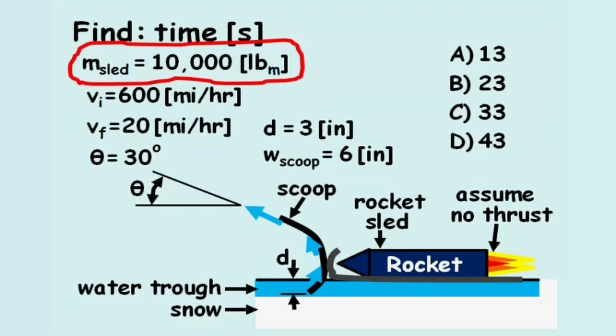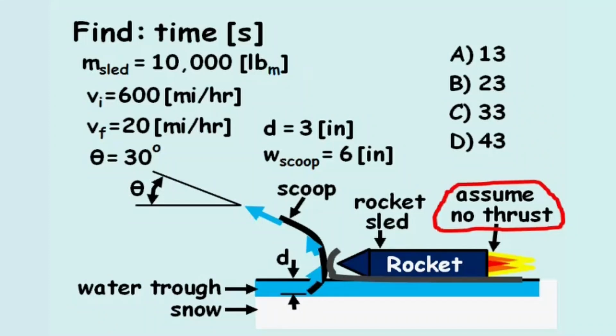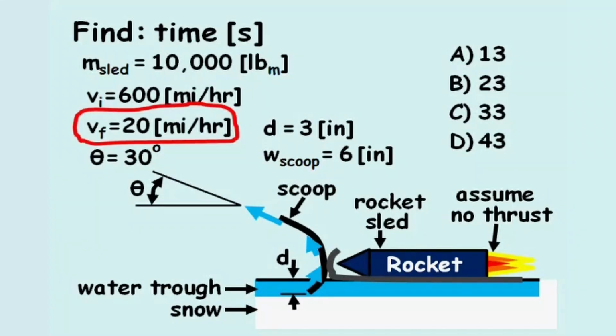Assuming there is no thrust from the rocket, how long will it take to bring the sled to slow down to its final velocity, Vf?